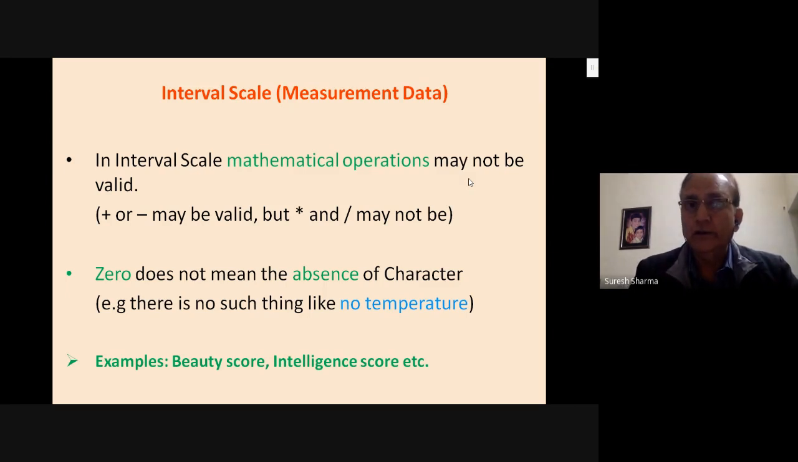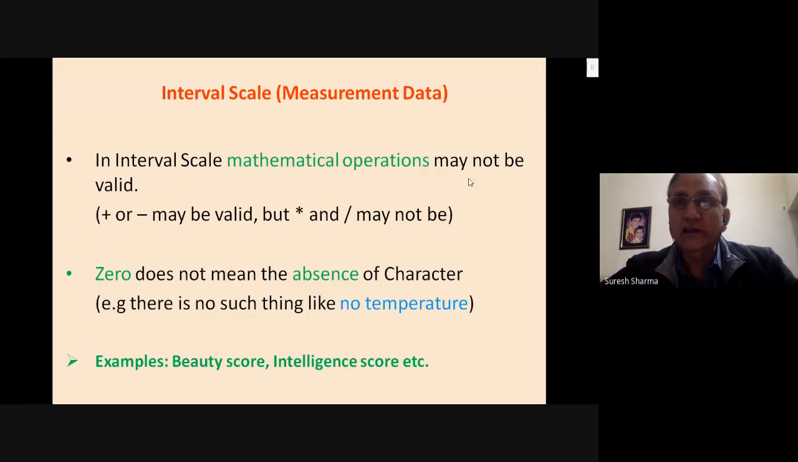And moreover, in interval scale, 0 always has a meaning. 0 does not mean the absence of the character. For example, if somebody has scored 0 in a test, it does not mean the person is not intelligent at all. Maybe on a particular day, his or her performance is not up to the mark. Next time he or she can score better, right? Similarly, if I say temperature 0, it doesn't mean the temperature is absent. It is still better than -5 or -6. So 0 does not mean the absence of the character.